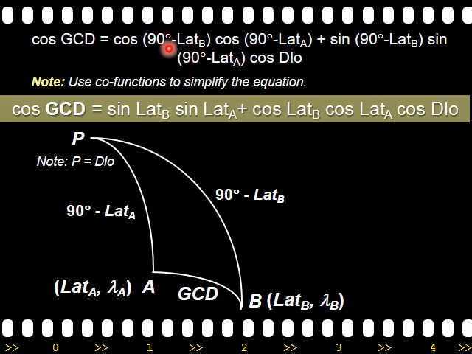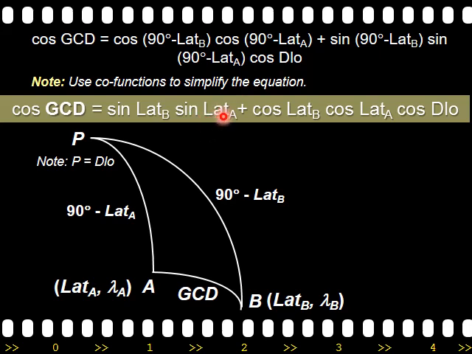Ito yung ginamit natin sa cofunctions na pinakita ko sa inyo in the previous lesson. Ito yung lat B bar, ito yung lat A bar. Yan. So, instead na cosine dito, papalitan natin ng sine. Kaya itong 90 minus lat A, magiging sine lat A na lang.